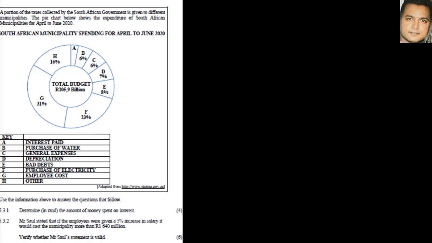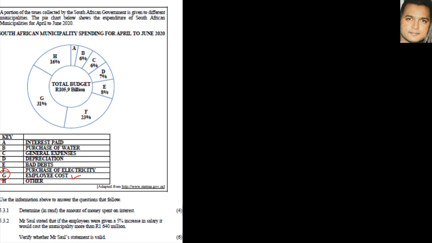Mr. Saul stated that if the employees were given a 5% increase in salary, it would cost the municipality more than 1640 million. Verify whether Mr. Saul's statement is valid. So we need to do more than one calculation here. Firstly, we need to look at the employees. So where do we find the employees? Now let's look at employee cost G. That's right over here, G, and it's this one here.